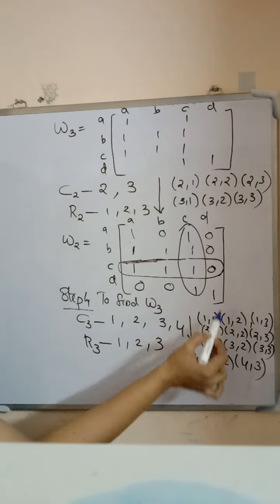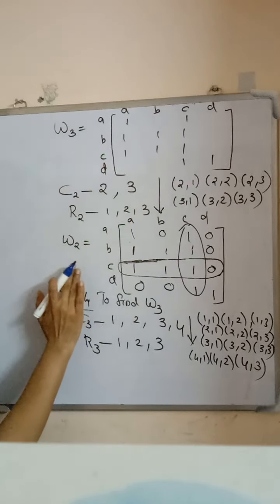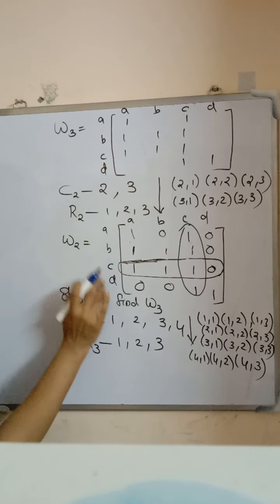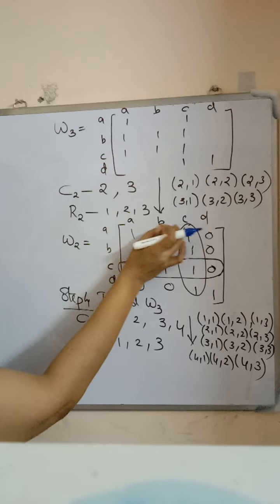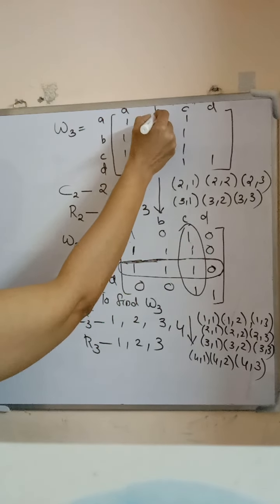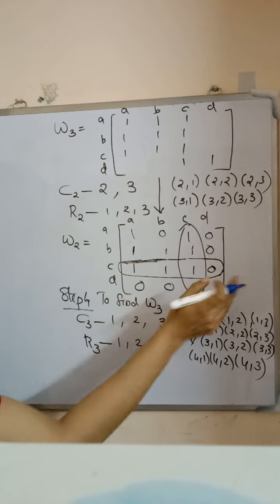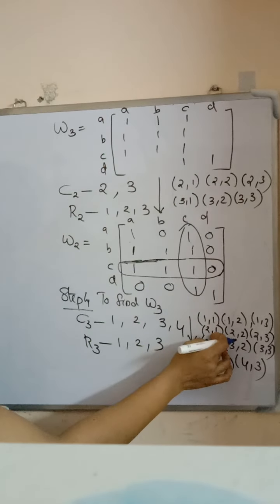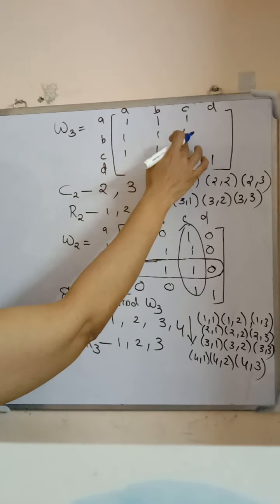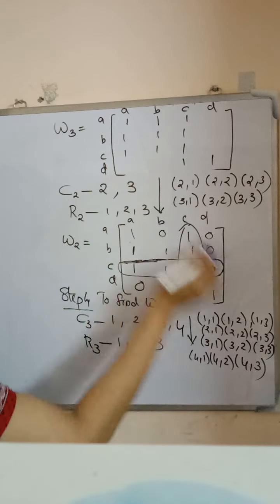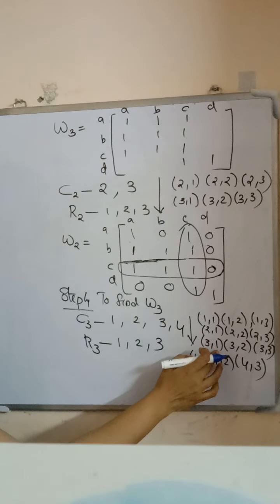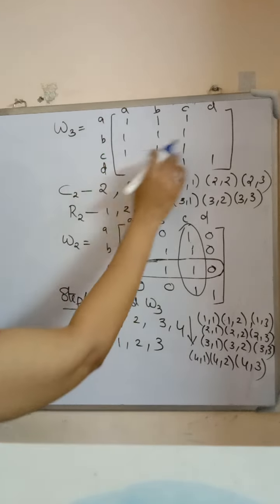Here is 1 1. 1 2. In the W2 matrix, 1 2 is not present. 1 2 is 0 here, but in W3, 1 2 is 1. 1 3 is in W2 also 1. And next is 2 1, 2 2, 2 3. 2 1, 2 2, 2 3 is present here. Then 3 1, 3 2, 3 3 is also here.